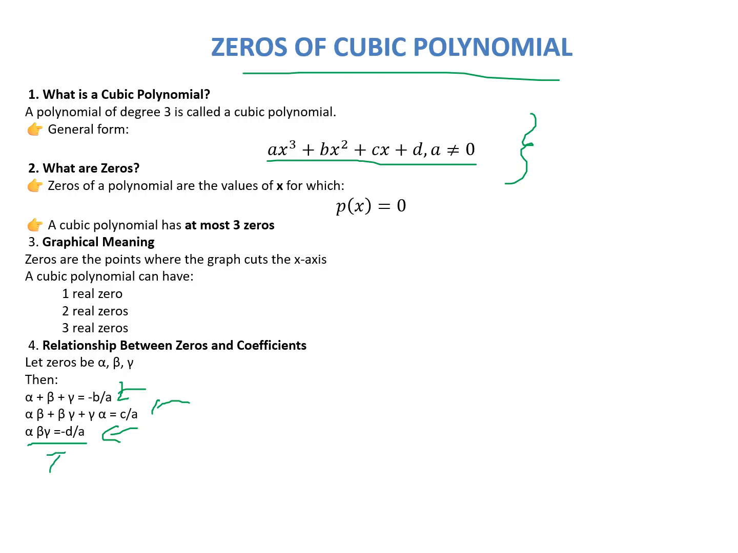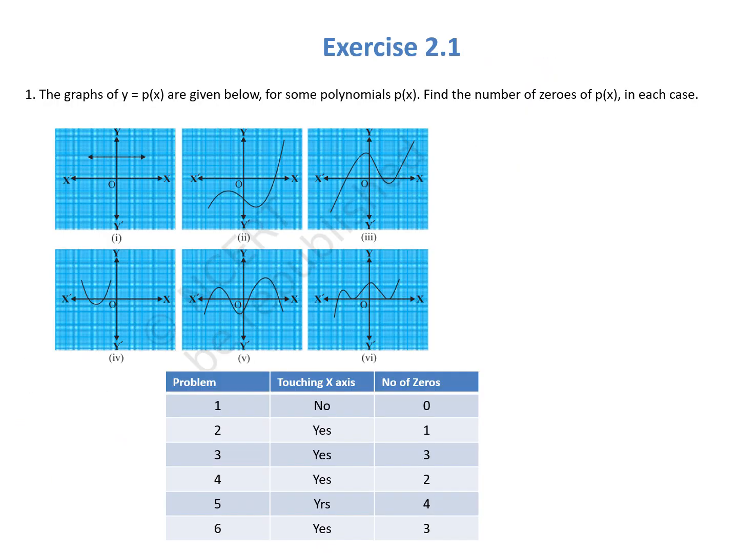And then we have another concept, where we talk about the sum of the products, which is represented by c by a. So if we are given these values, we have to use them to create the polynomial of degree 3. Now we'll move to the exercise and look at some of the questions in the NCERT exercise. This is exercise 2.1, which has a certain set of graphs, and we are asked to identify the number of zeros for each of them.